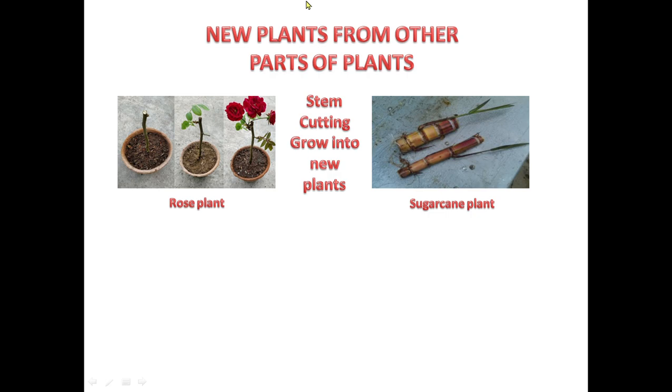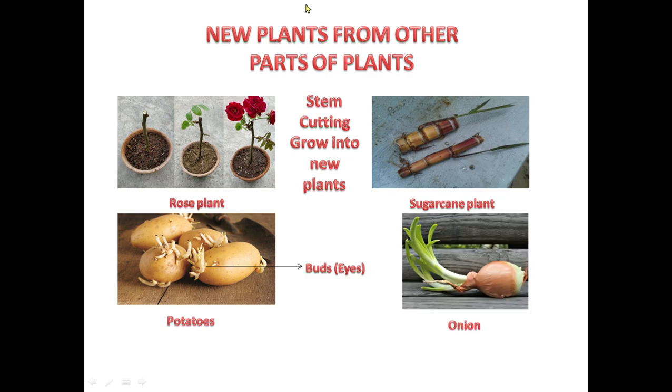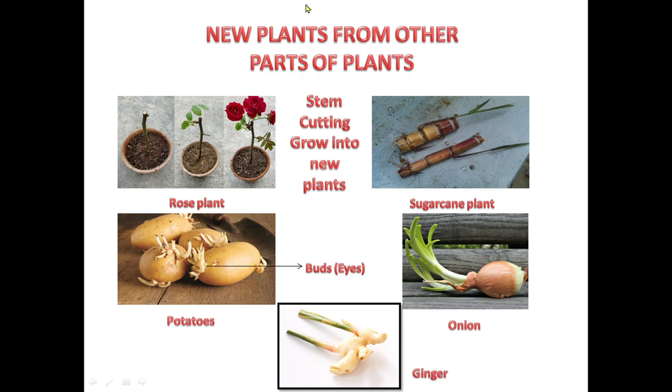There are some vegetables also which can be grown into new plants. See, these are the three vegetables: potato, onion and ginger. These vegetables have some parts with buds or eyes which can be cut and used to grow a new plant. Now, as I am saying, new plants can be grown from other parts of the plant, and that part can be its stem, its buds, its roots also, and its leaves also. Let us see how roots and leaves are responsible for growth of new plants.